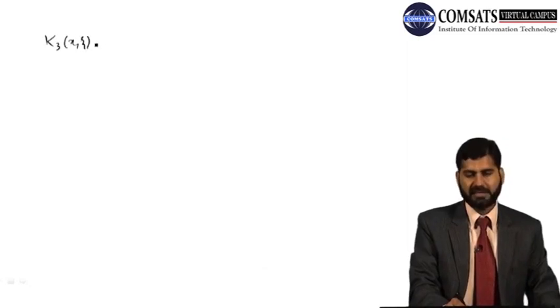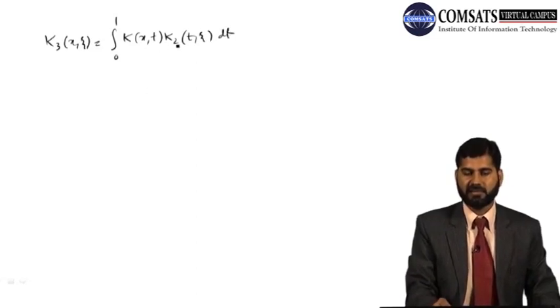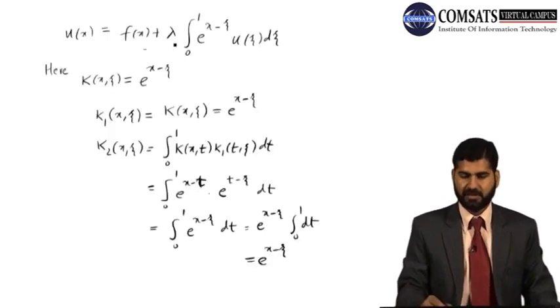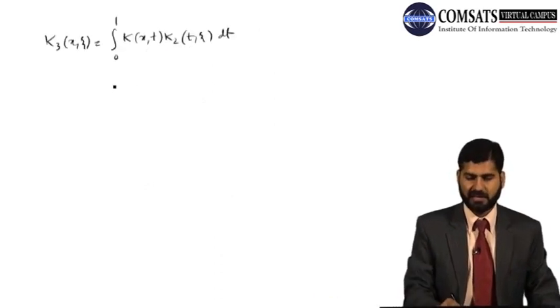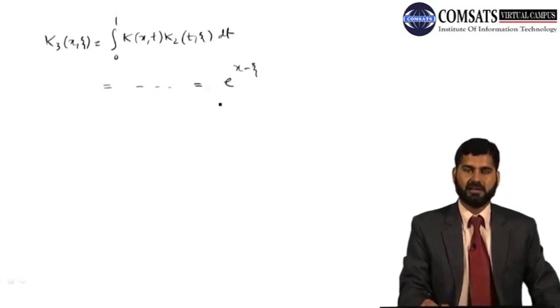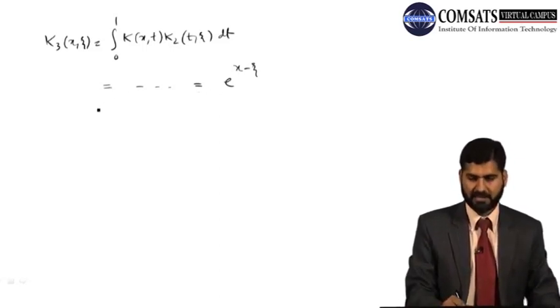The third one will be K3(x, xi), which is the integral from 0 to 1 of K(x, t) and K2(t, xi) dt. If I replace K2, it will give me K3, and nothing changed because K2 is again the same. You see, K1, K2 are the same. So if I replace, it will give me again e to the x minus xi, the same thing. So here we are getting exactly the same thing all the time.